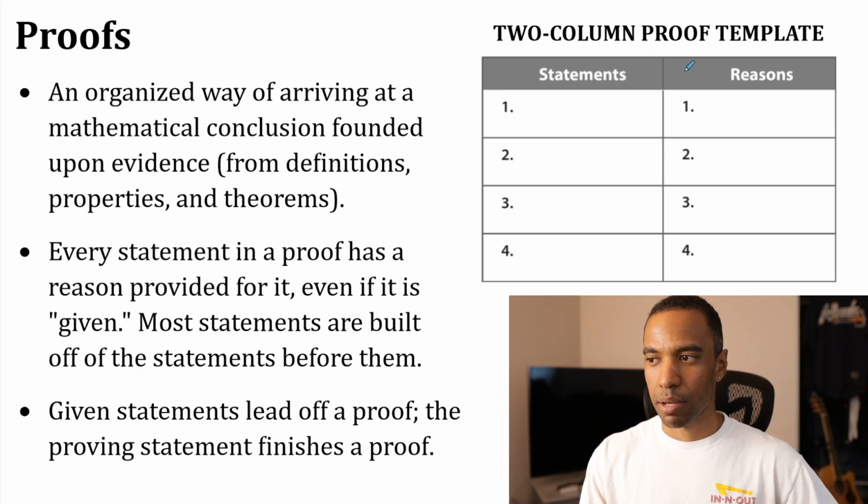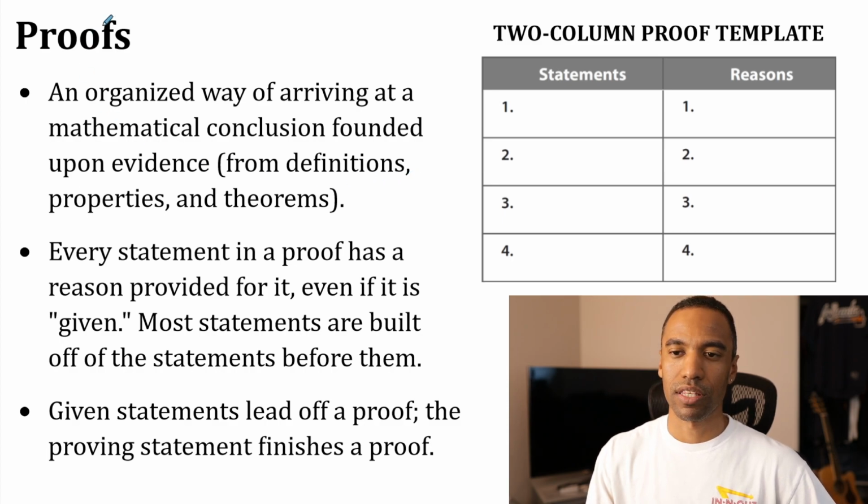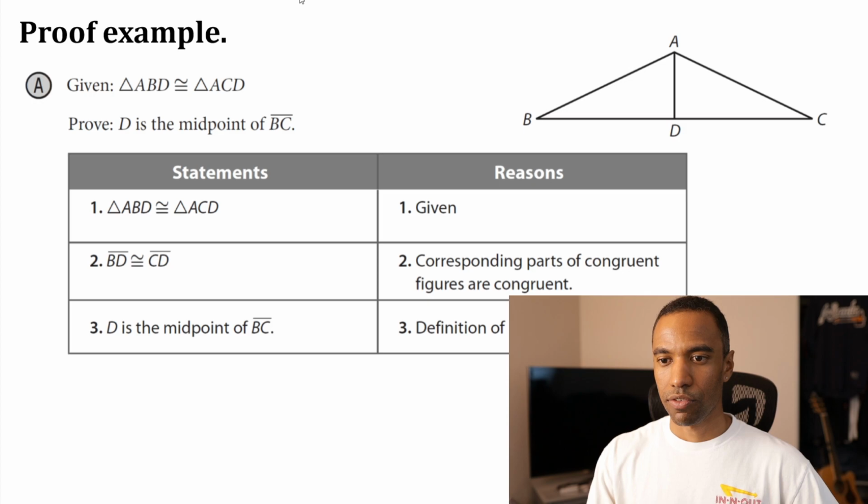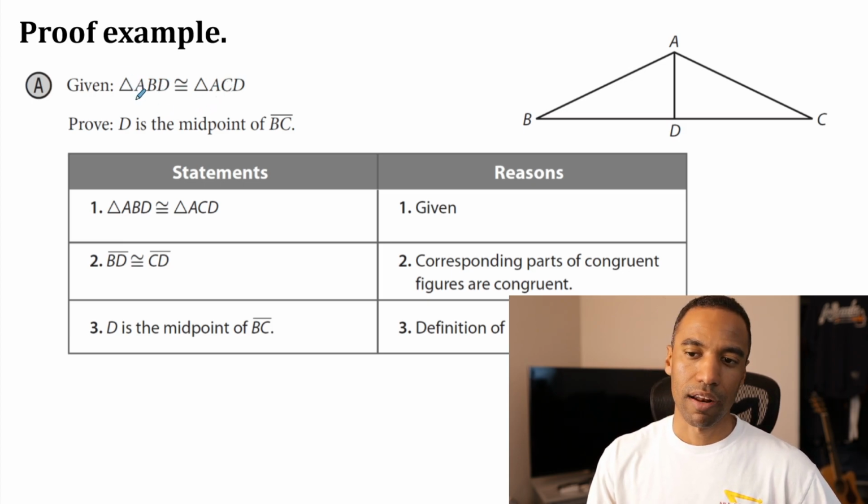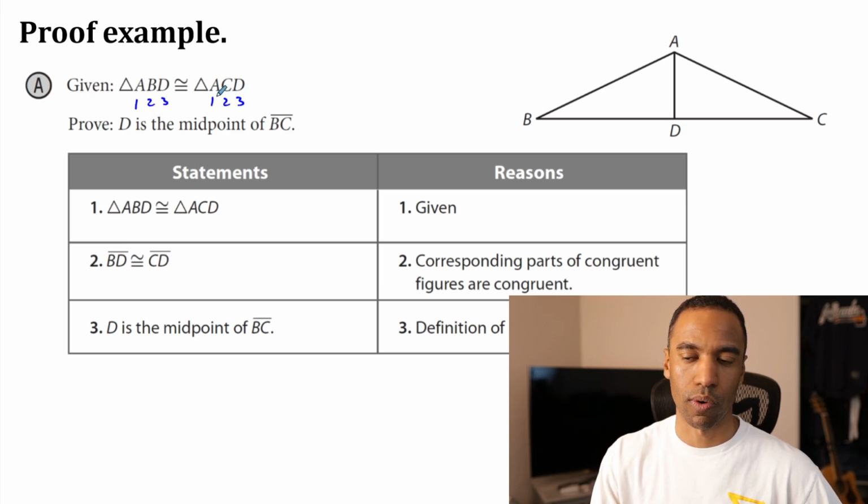So here's an example of a 2-column proof template, just this blank right here. And let's see one that's filled out. Let's see what they stated, and then we'll create some for our own. So this first proof example, you're given a drawing, and you're also given this statement that triangle ABD is congruent to triangle ACD. Now, right off the bat, I'm pretty inclined to write this 1, 2, 3, 1, 2, 3, so you know which parts correspond.